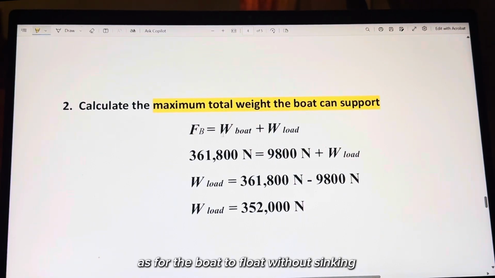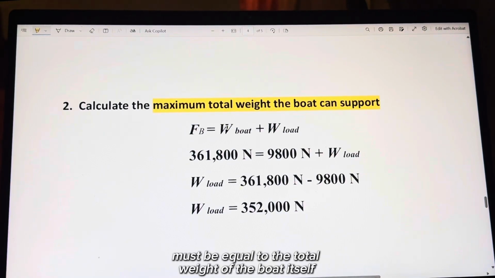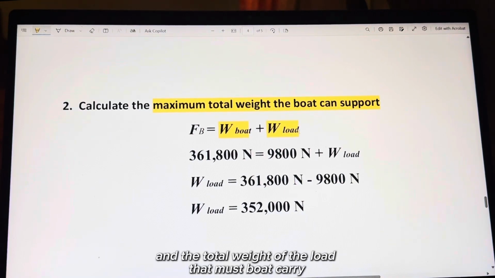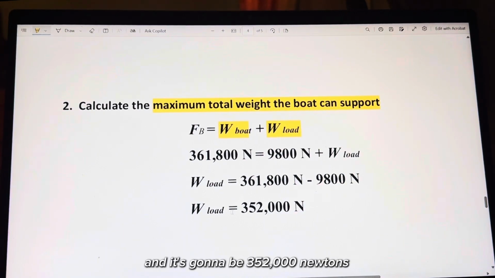The second step is to calculate the maximum total weight the boat can support. For the boat to float without sinking, the buoyant force must be equal to the total weight of the boat itself plus the total weight of the load that the boat must carry. And it's going to be 352,000 newtons.